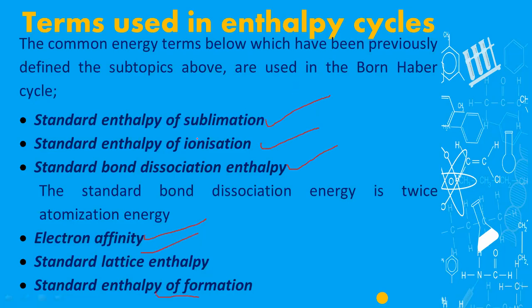You'll be meeting enthalpy of sublimation. You'll be meeting enthalpy of ionization. It is very hard to draw an enthalpy cycle and these ones miss. Bond dissociation enthalpy, sometimes it can be given as atomization. So for you, your aim is to know that bond dissociation is always twice atomization, electron affinity, then lattice energy and enthalpy of formation. Can I proceed? Yes, sir.